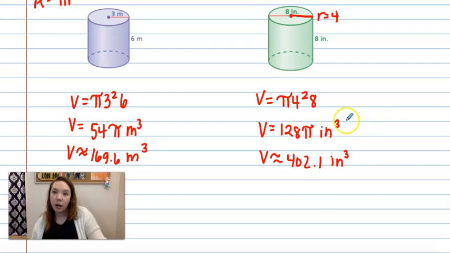All right, so there are our volume notes, nice, short and sweet. So again, just like the rest of this week, you have a Delta Math assignment to practice these today.